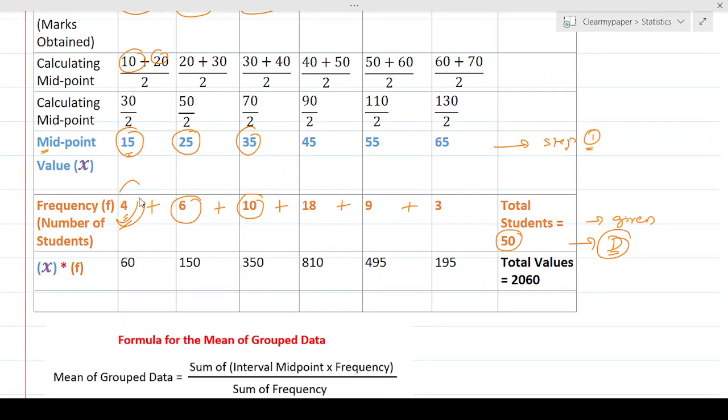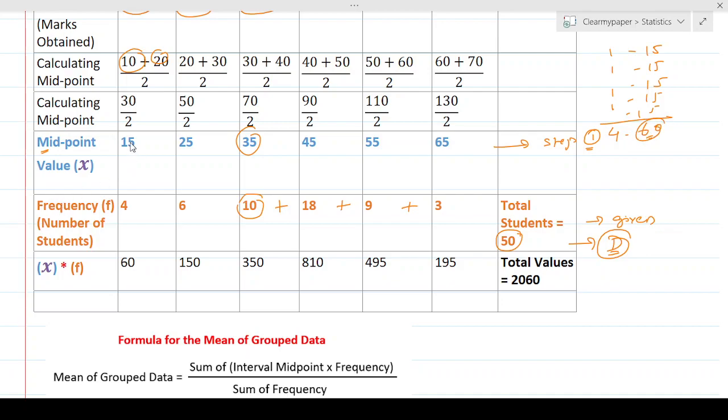Okay. So we know that 4 students have got 15 marks. So what are the total marks? That means, like I said, I'm going to make 4 entries for 4 students. Each one has got 15 marks. So the way to calculate this is I'm going to add up this. So that means 4 students in total have got 60 marks.